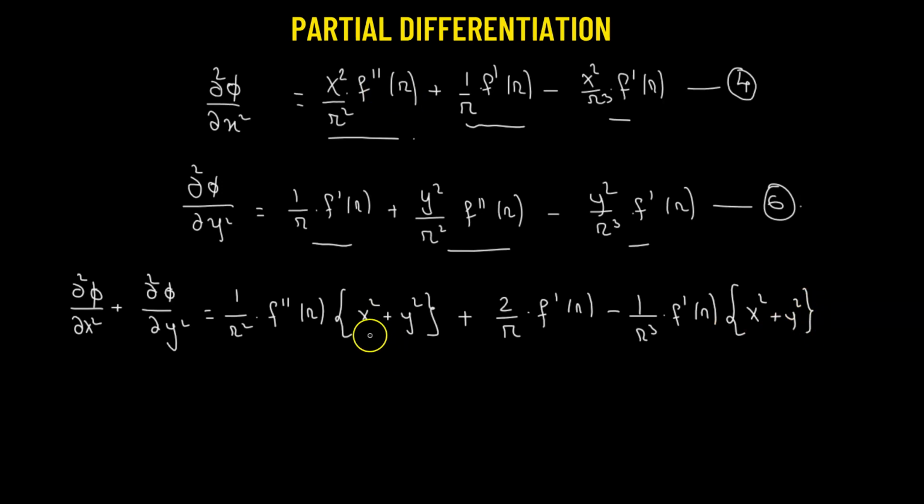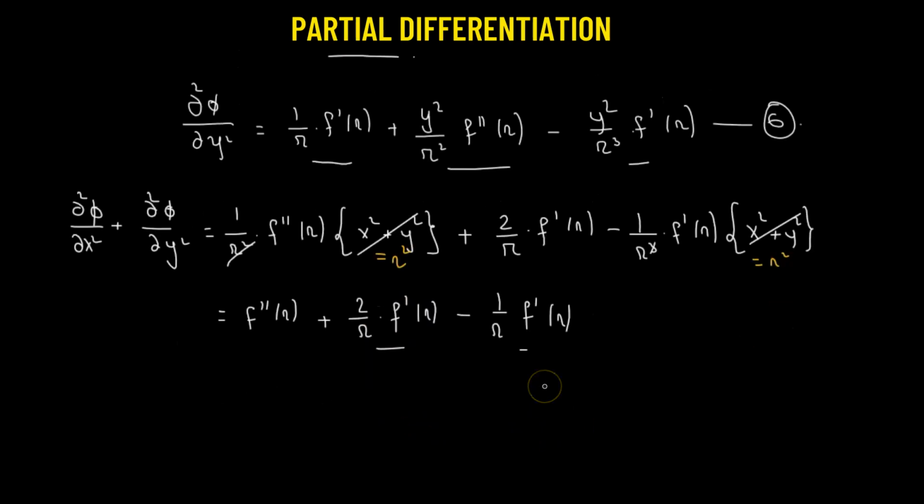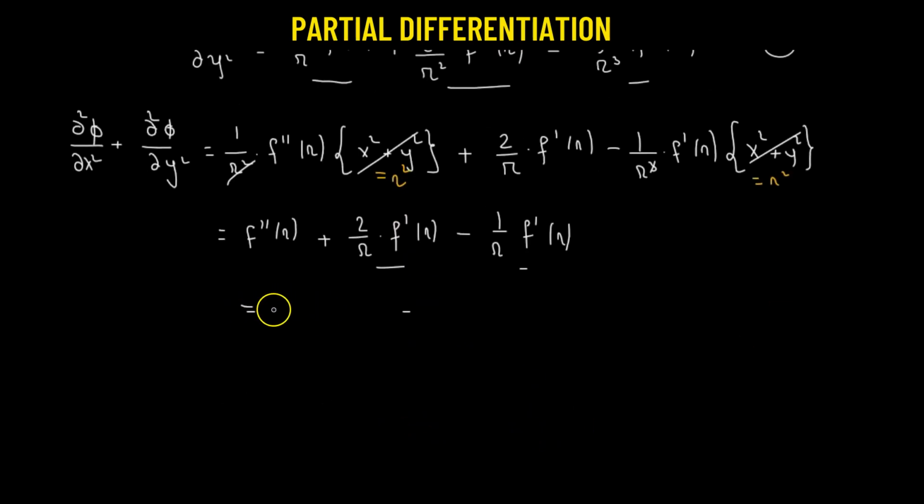Now we know that x squared plus y squared is equal to r squared. So that means our expression will then become, here this is r squared, so we'll have f double prime r. So this r squared term and this x squared plus y squared goes away. Here we have r squared and 1 r from the denominator goes away. That leaves us with 2 over r times f prime r minus 1 over r times f prime r. So we can combine the second term and the third term, and that's going to give us f double prime r plus 1 over r times f prime r.